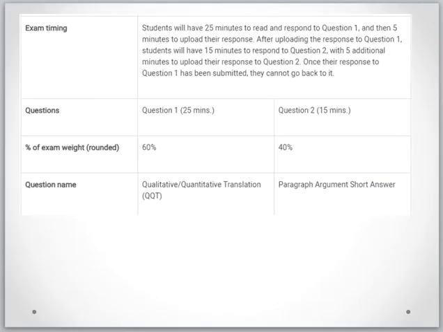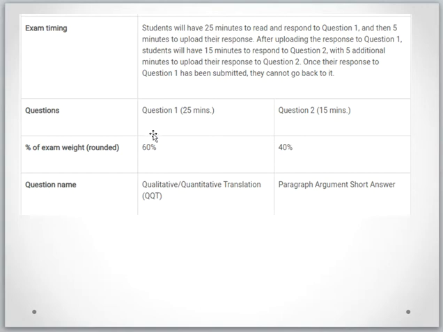On the AP exam, you're going to have 25 minutes to read and respond to question 1, 5 minutes to upload, and then 15 minutes to read and respond to question 2, and 5 minutes to upload. Once you have submitted question 1, you cannot go back. So you've got 25 minutes, answer question 1, upload it, go to question number 2, 15 minutes, answer it, upload it. What is the question type?